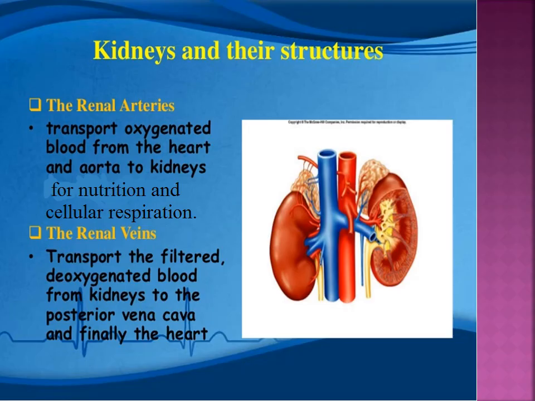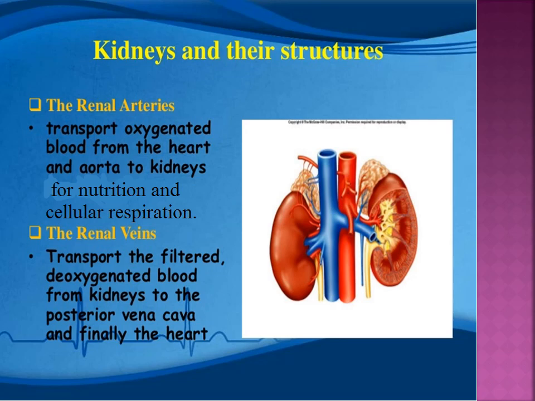Okay. Kidneys and their structures. Two types of vessels: the renal arteries and the renal veins. In your book, the diagram is drawn and only the words renal arteries and renal veins are written on it. A detailed description of the blood in the artery and the vein is not given. But simply look at this. The renal artery transports oxygenated blood from the heart. This one. Okay. And from the aorta to the kidneys for nutrition and cellular respiration. When you observe the diagram, you should know why these two are there.